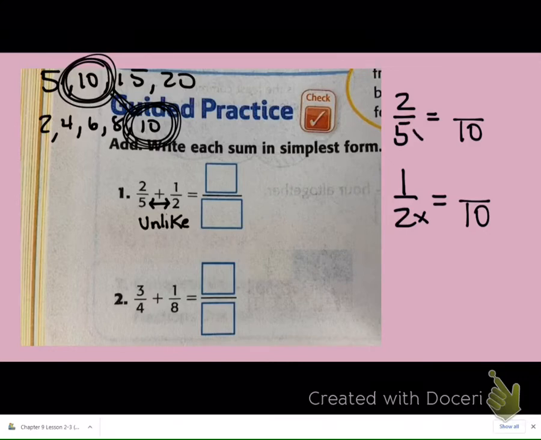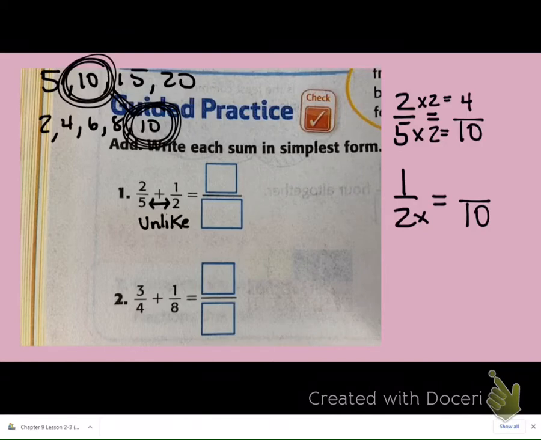I'm going to multiply both of these. So 5 times 2 is equal to 10, which means I've got to multiply this times 2. 2 times 2 is 4. I've got to multiply the bottom of this next fraction: 2 times 5 is equal to 10, which means I've got to multiply the top by the same number, 5.